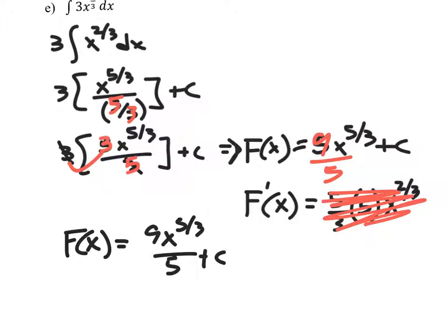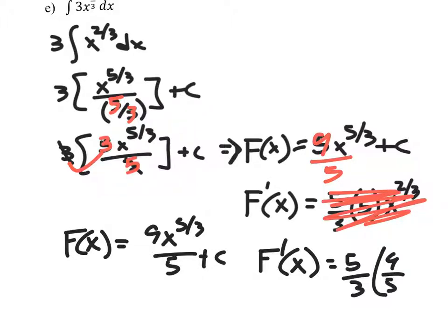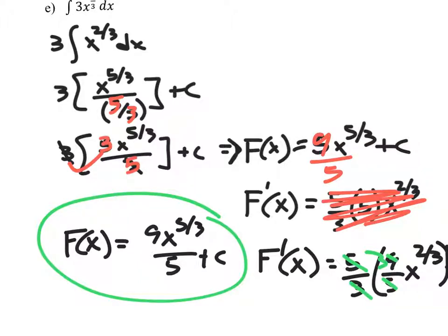Let's see if that's right. So big F prime would be, bring this down, multiply by 9/5 x to the now 2/3. Okay, it looks like the 5's cancel and the 3's reduce, and there we have it. Alright, excellent. So this is our answer. I had messed that up, my apologies. But that is 5.1, day number 1 on antiderivatives.